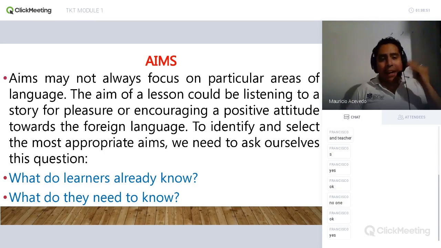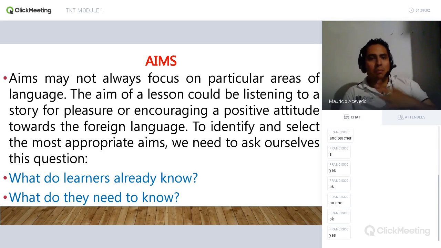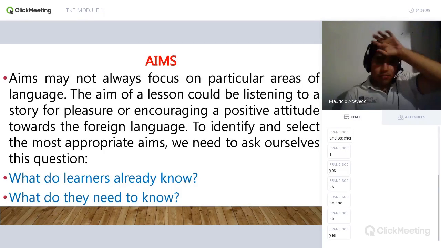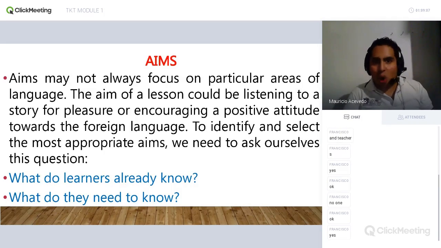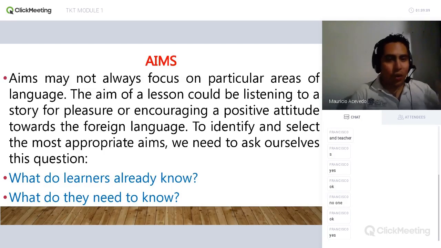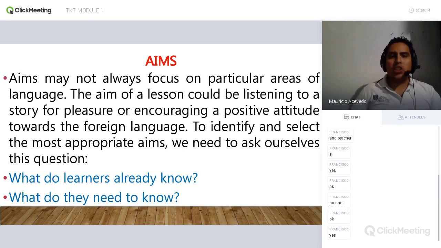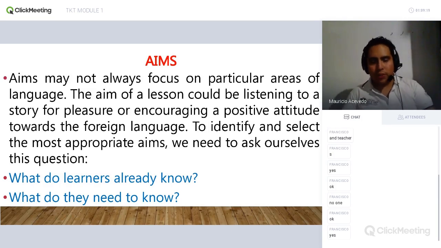Okay. But then my coordinator, teacher Marcos, I'm just kidding, comes to me and asks me, teacher, what is the aim of this activity? Maybe I will get nervous because I will say it's just a song, there is no aim. But of course you can say, okay, the aim is listening to this song for the pleasure and encourage students to have a positive attitude toward the language. And the teacher might say, okay, that's okay, but why did you do it?